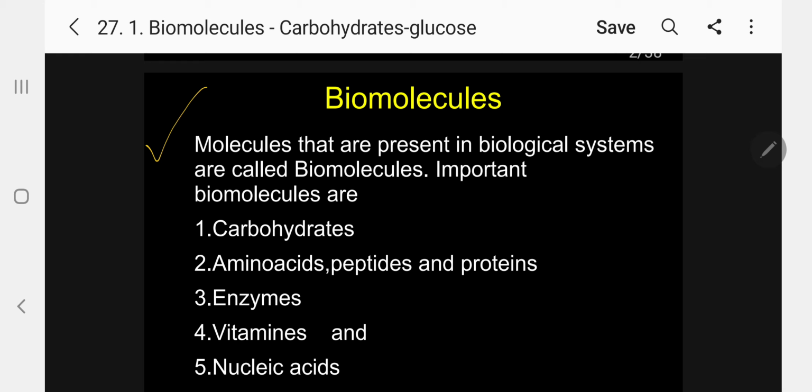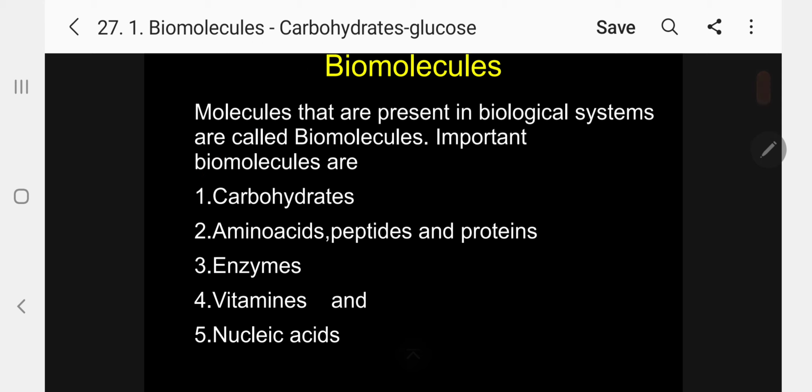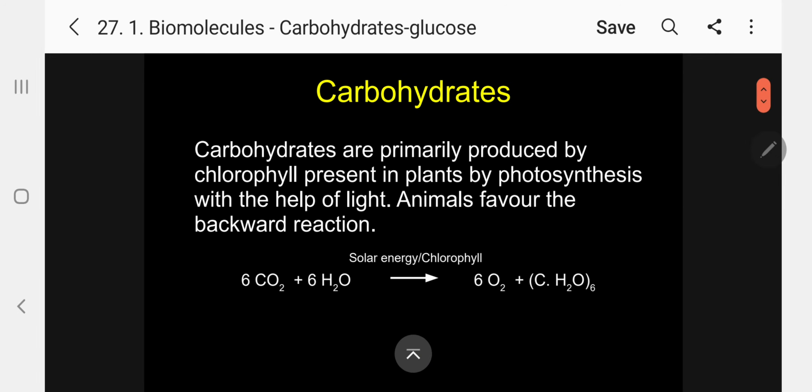Important biomolecules are: 1. Carbohydrates, 2. Amino acids, peptides, polypeptides and proteins, 3. Enzymes, 4. Vitamins and 5. Nucleic acids. These are the important biomolecules as per our syllabus. So first let me concentrate on carbohydrates.